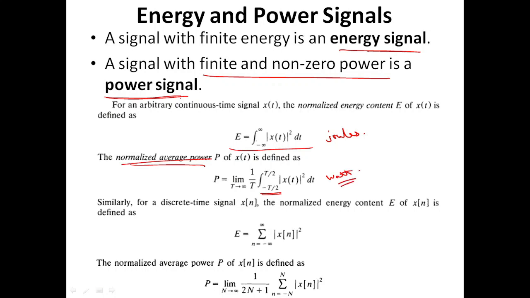For energy, we have minus infinity to infinity. For power, the limit is for one time period, minus T by 2 to T by 2. This is because it is considered that energy signals are time limited signals, so they will end after a particular period of time. Since they end within a specific period of time, you can do the integration for the whole time period from minus infinity to infinity.